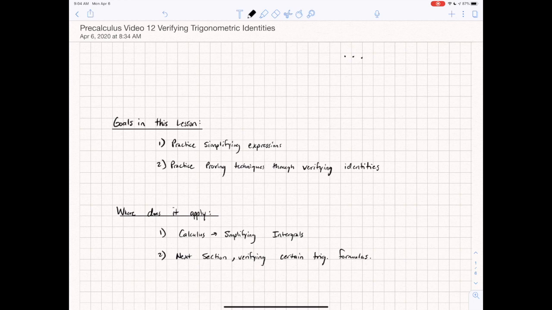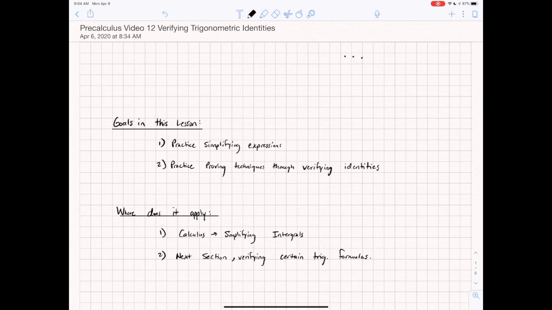All right, in this lesson, the goal is to essentially practice simplifying expressions. Through this, we're going to use what we learned in the previous video a ton. So again, if you have not watched video 11, make sure you go back and watch video 11. And the second goal is to practice proving techniques, in other words, practice proofs, because that's essentially what we're doing through verifying the identities.